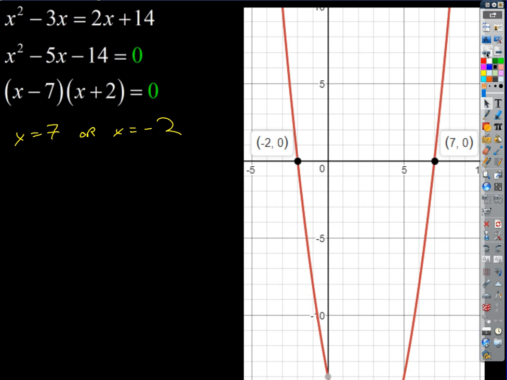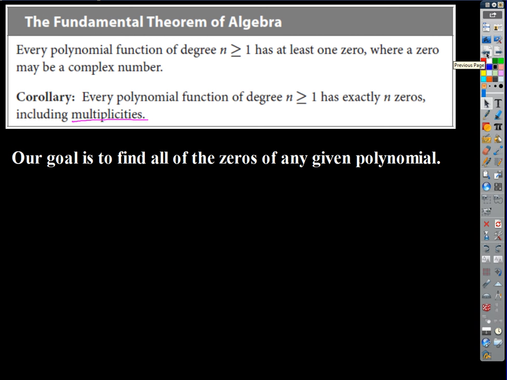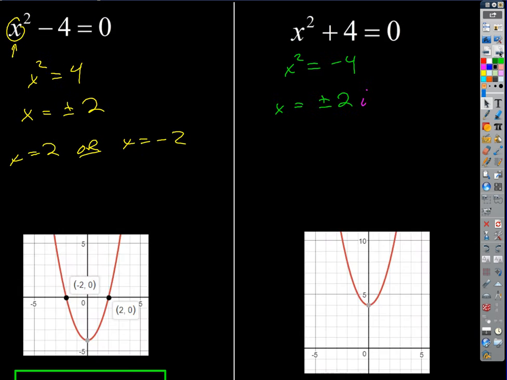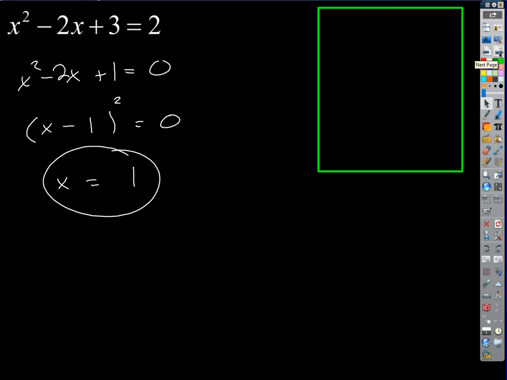Look at our fundamental theorem of algebra. Every polynomial function of degree greater than 1 has exactly n zeros if the degree of the polynomial is n. Well, what's the degree of that polynomial? 2, right? The degree equals 2. How many zeros did I get? I got 1.